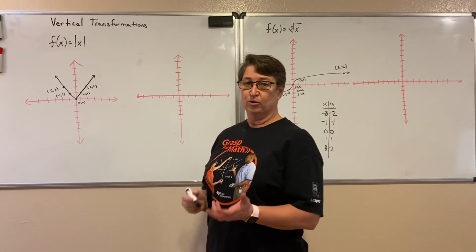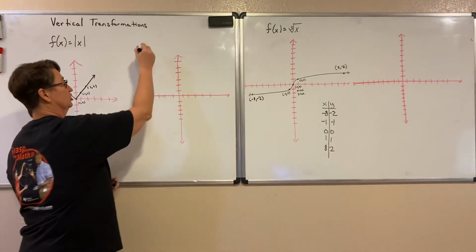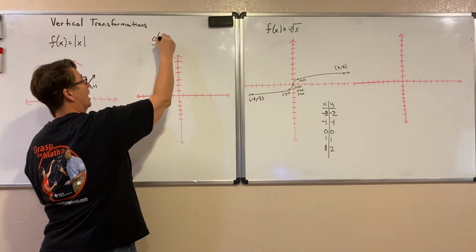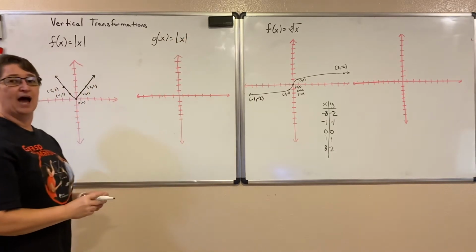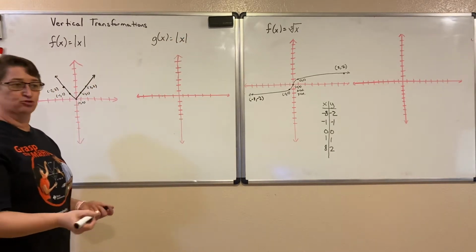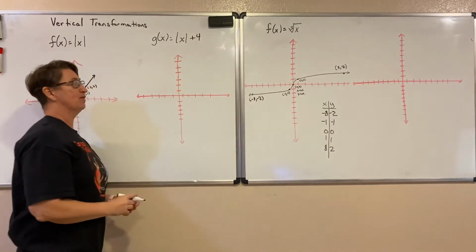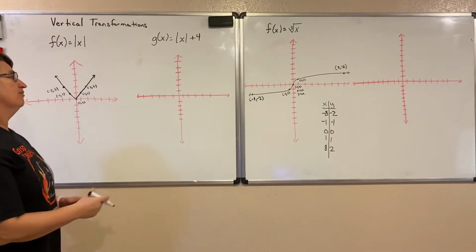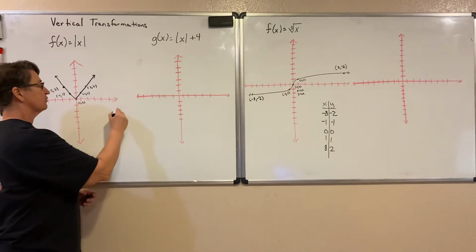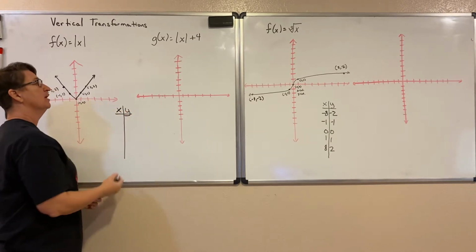Now, what we're going to do is create a new absolute value function where we take our parent, the absolute value of x, and add a value to it. Say we add 4 to that function. Let's just see what happens when we add a value to our function. So let's make a t-chart to help us graph it.